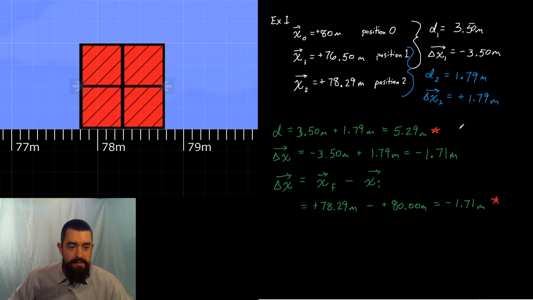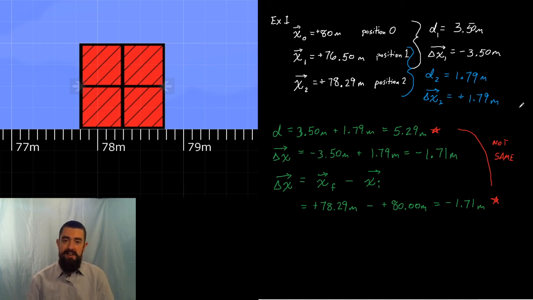And in this example, the distance and displacement are different. They're not equal to each other. They're not the same. So distance isn't necessarily the same thing as displacement. Sometimes distance is the same thing as displacement when an object is just going in one direction. There's no direction change.